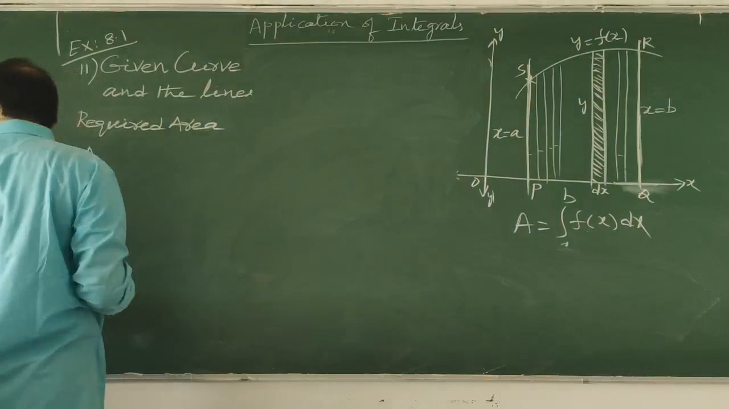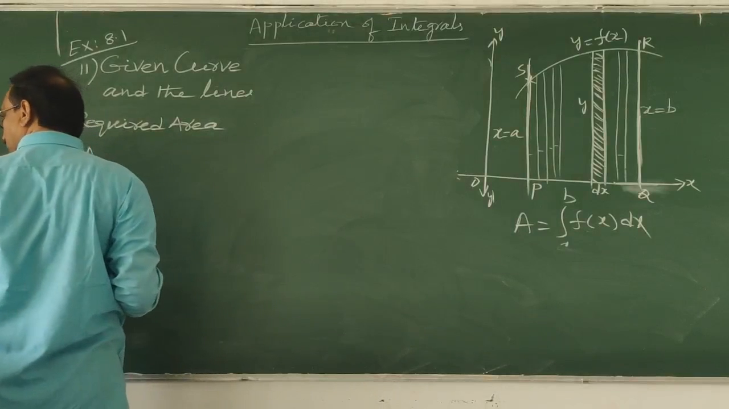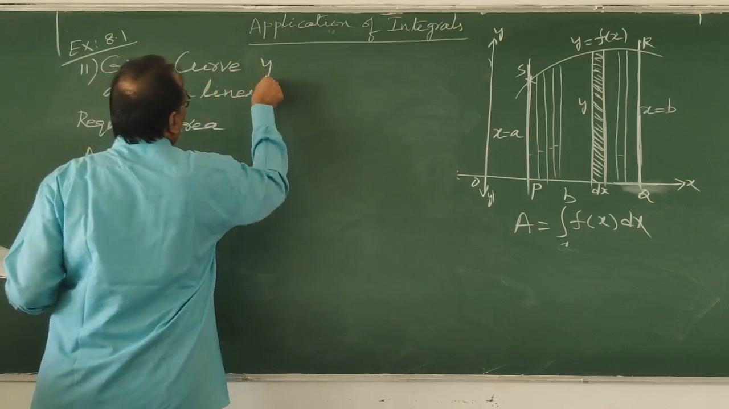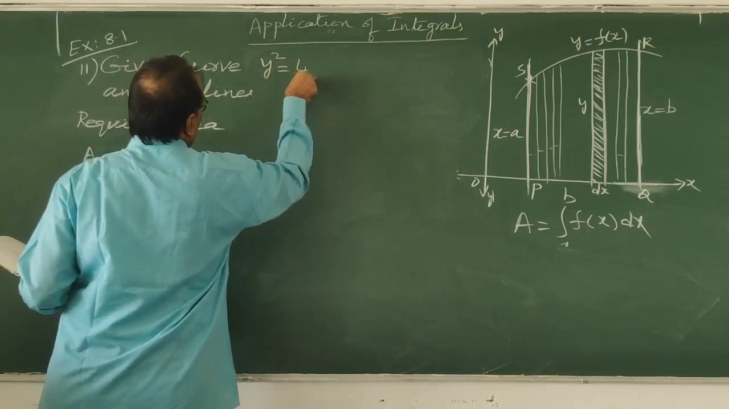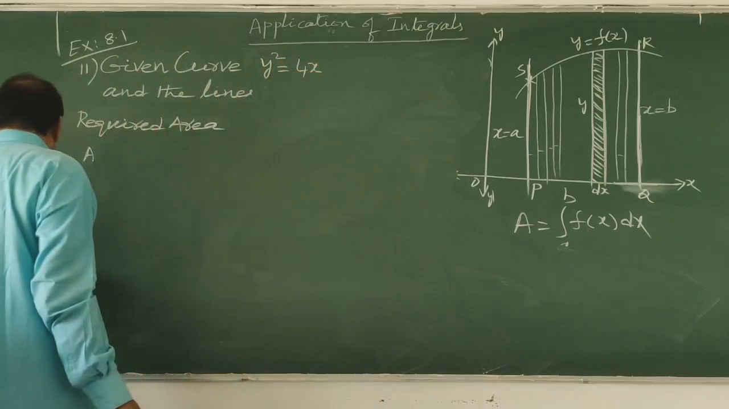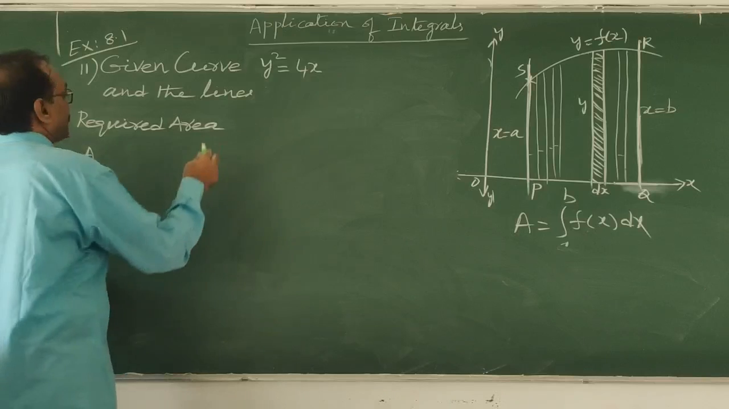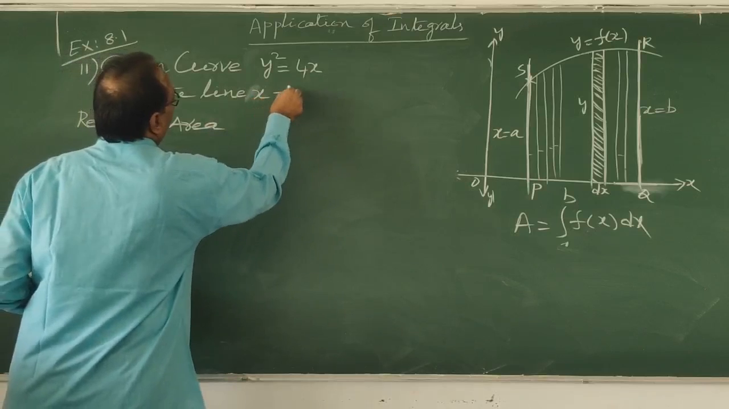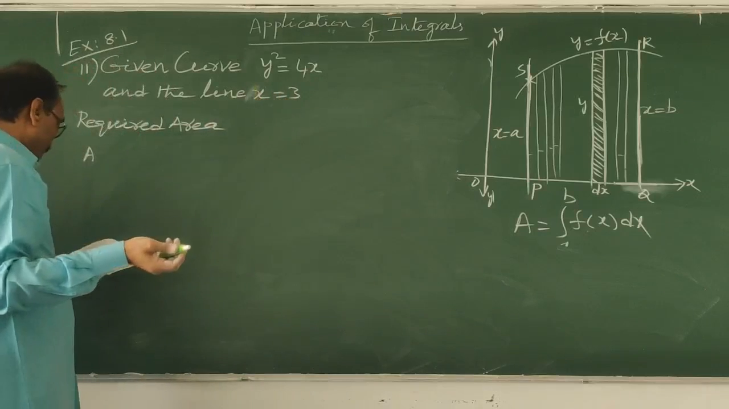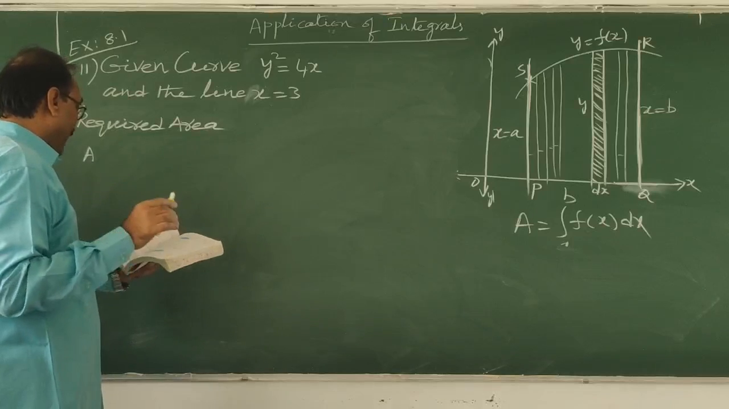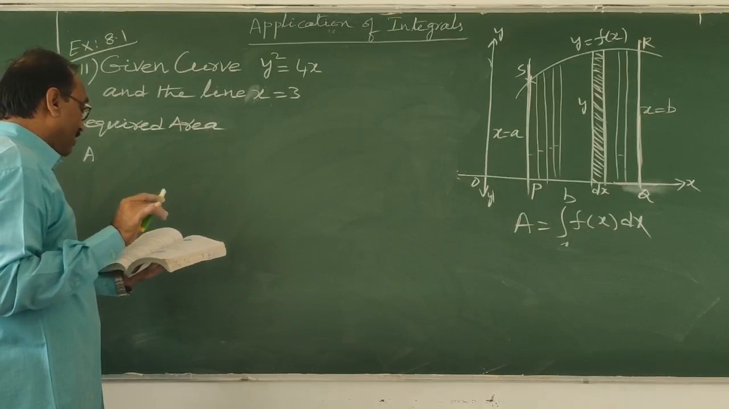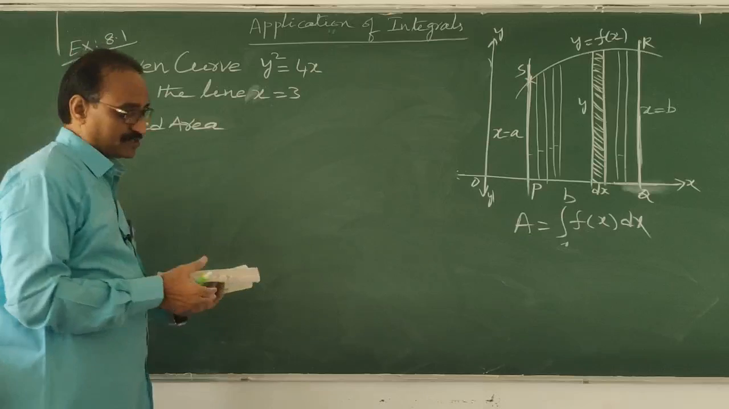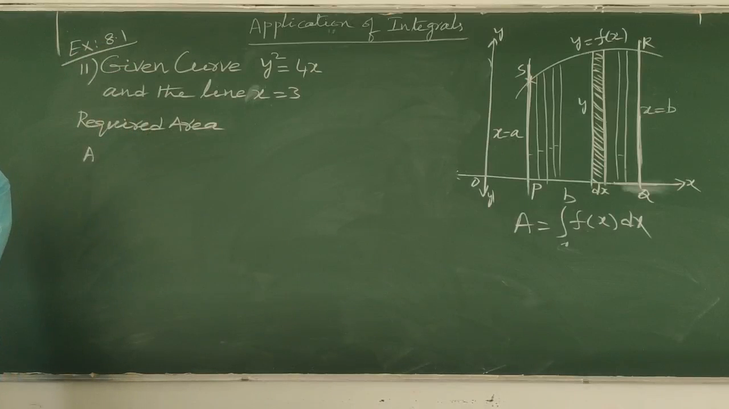In problem number 11, find the area of the region bounded by the curve y square is equal to 4x, again the first problem type, and the line x is equal to 3. That's all. Once again I will read. Find the area of the region bounded by the curve y square is equal to 4x and the line x is equal to 3. Nothing else is given.